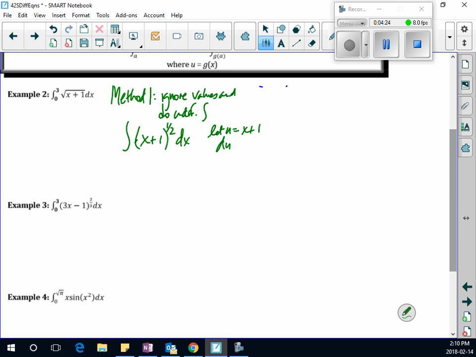So du would be dx. Yeah, because the derivative of x is just 1. So then this would be the integral of u to the power 1/2 du. Yes? So that would be, add 1, so that is what? 3 over 2. So 2 over 3 u to the power 3 over 2 plus c. So that's 2 over 3 x plus 1 to the power 3 over 2.